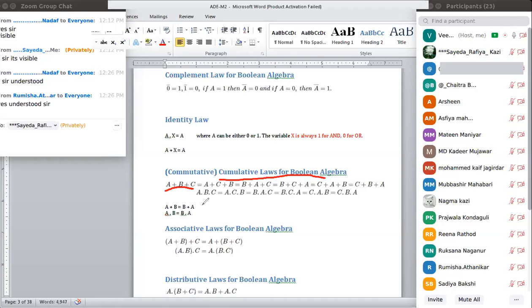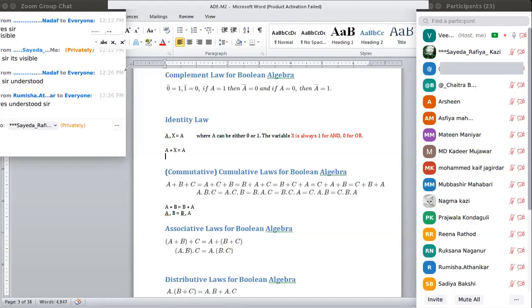Like here, my example is taking 2 variables. One is A plus B is equal to B plus A. Now the position has been changed, but the result will not change. They remain the same. A dot B is equal to B dot A. Again, the position doesn't matter here. Both are going to be equal. So this type of operation is the law called the commutative law. We'll just have a glance at the different laws. Many things are there, so I think this class will go only for understanding these things.